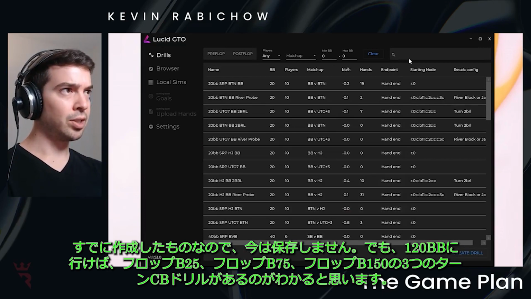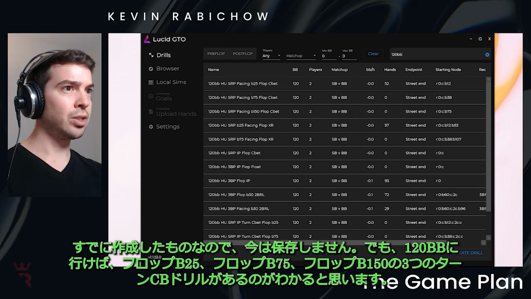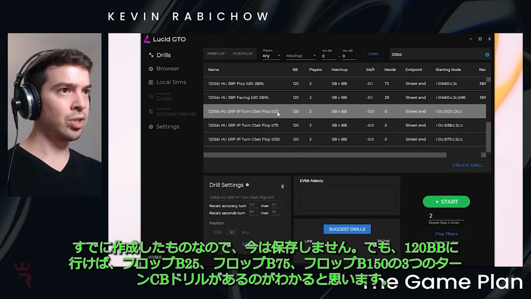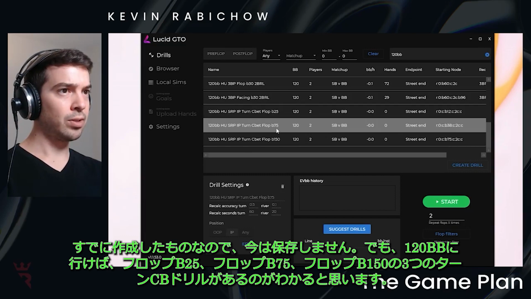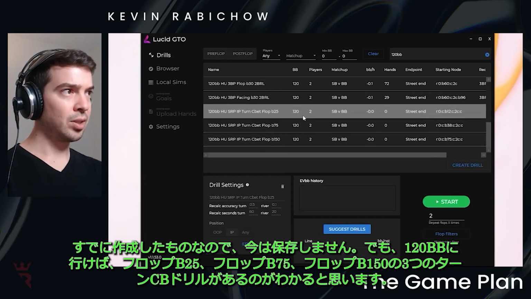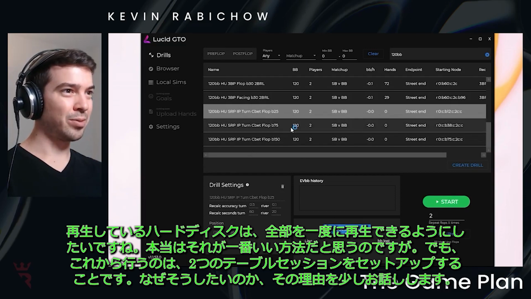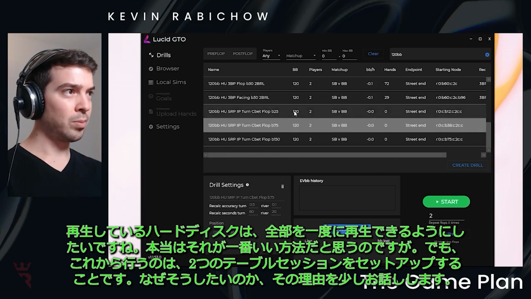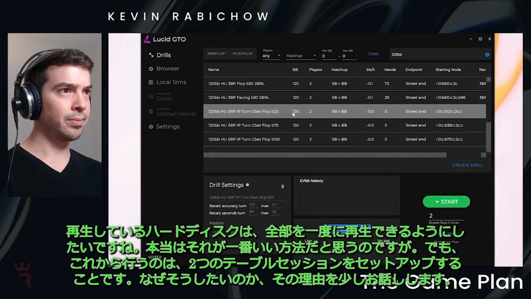But you can see here, if I go to 120, that we've now got 3 turn C-bet drills for flop B25, flop B75, and flop B150. The hard drive that I'm playing off of, I would love to be able to play all of them at once. I actually think that would be the best way to do this. But what I'm going to do is set up a 2-tabling session, and I'll talk a little bit about why I'd like to do that.